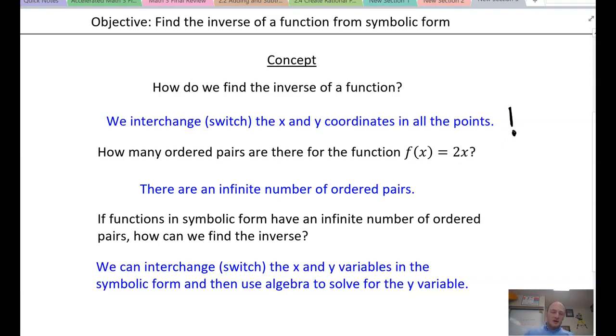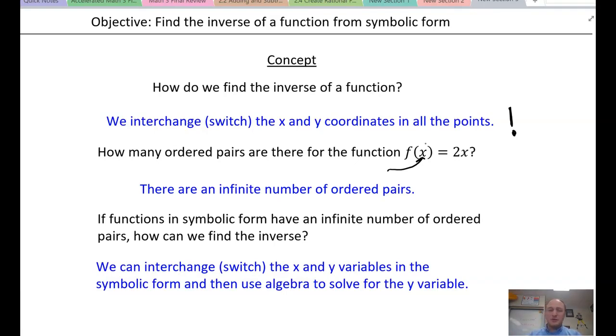Okay, and another idea is, so if I'm going to switch x and y's, and I'm doing it for a function, now how many possibilities are there? Can I do it for every single x and y? Well, that's kind of crazy because there's an infinite amount of x's that I can plug in here. Now, later on when we get into square root functions, we'll talk about restrictions and limiting our domain, but there's an infinite amount of possibilities.